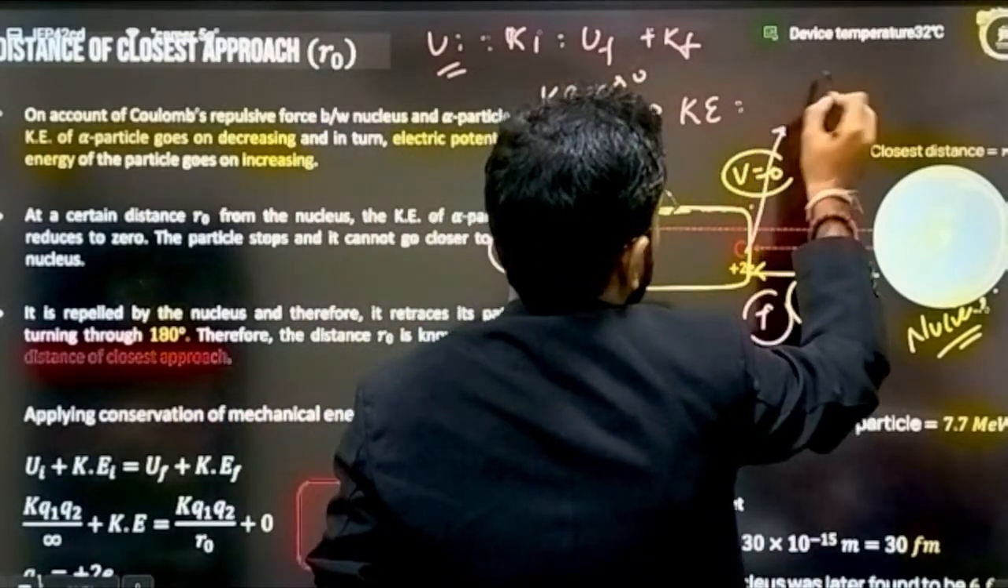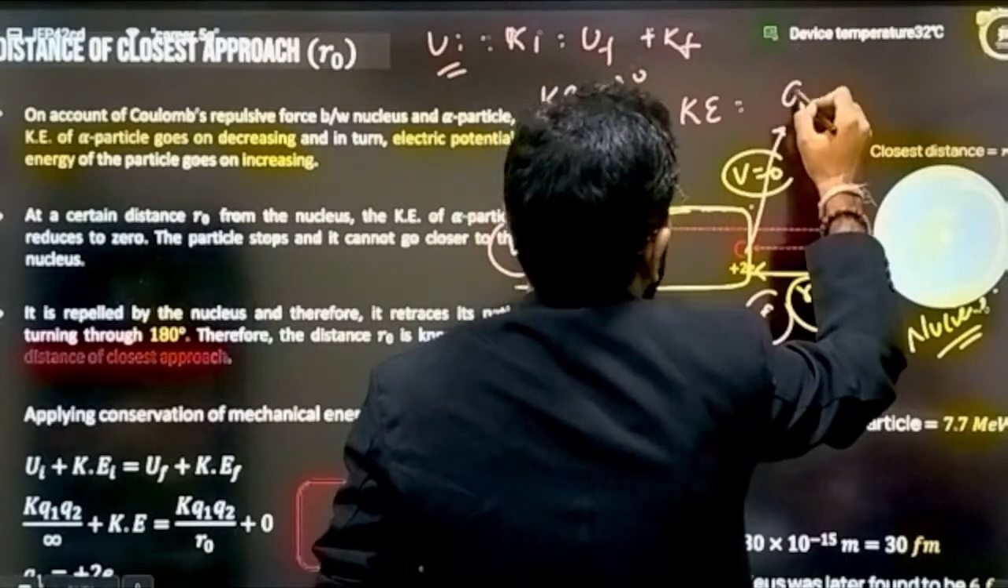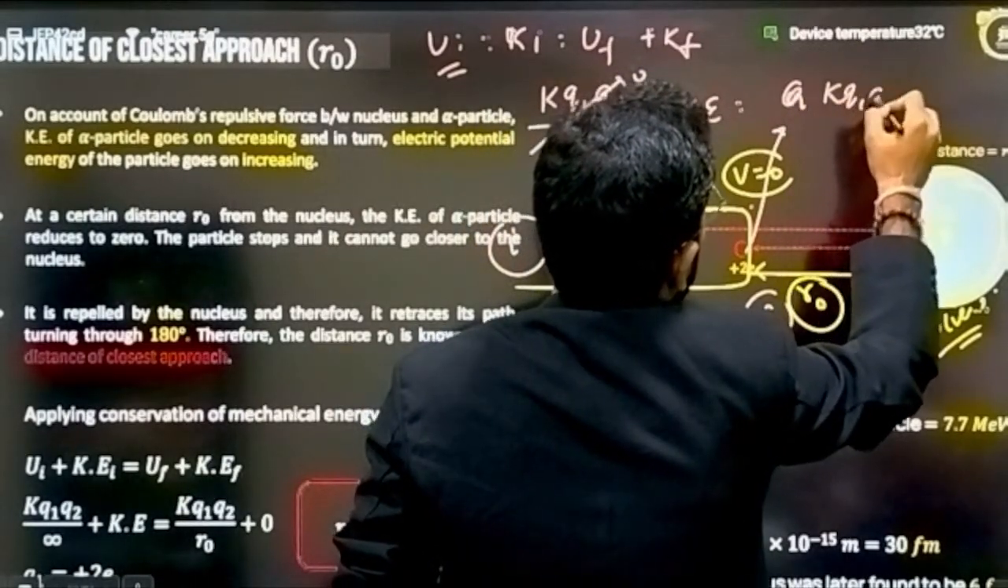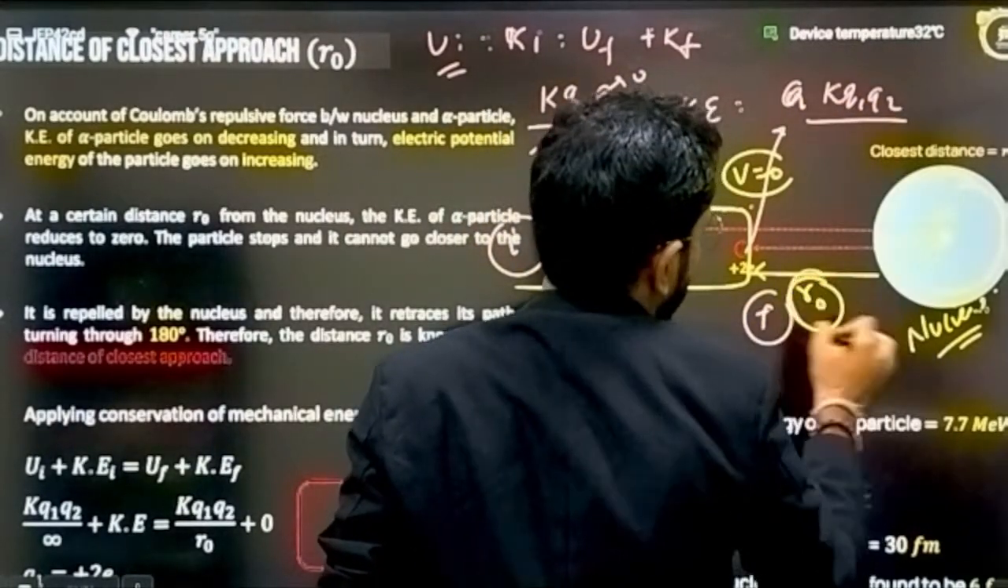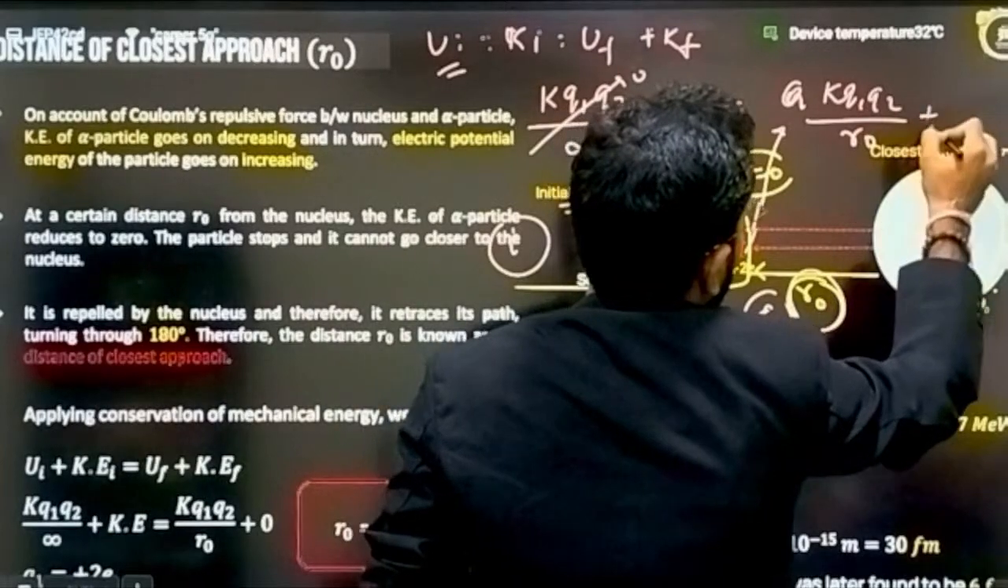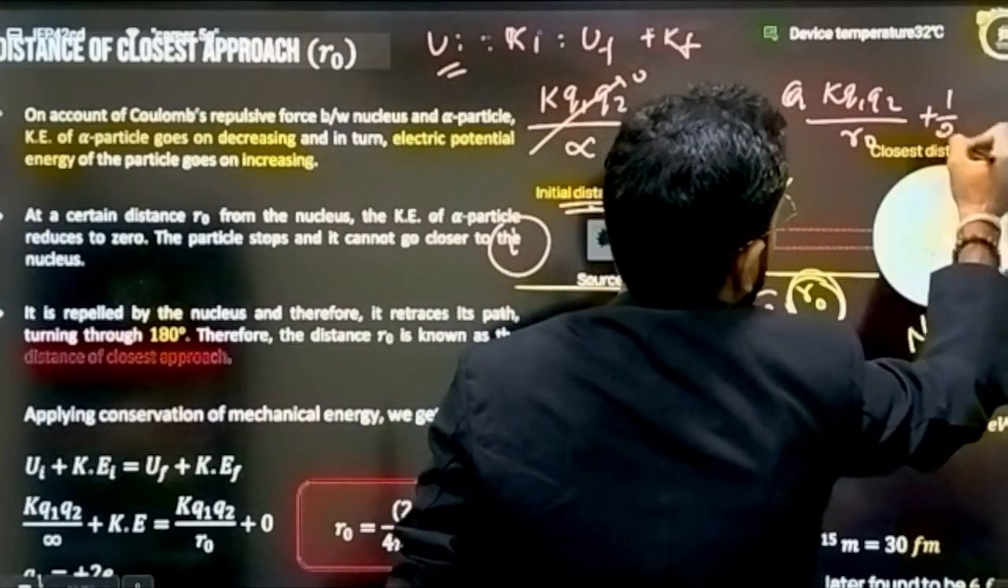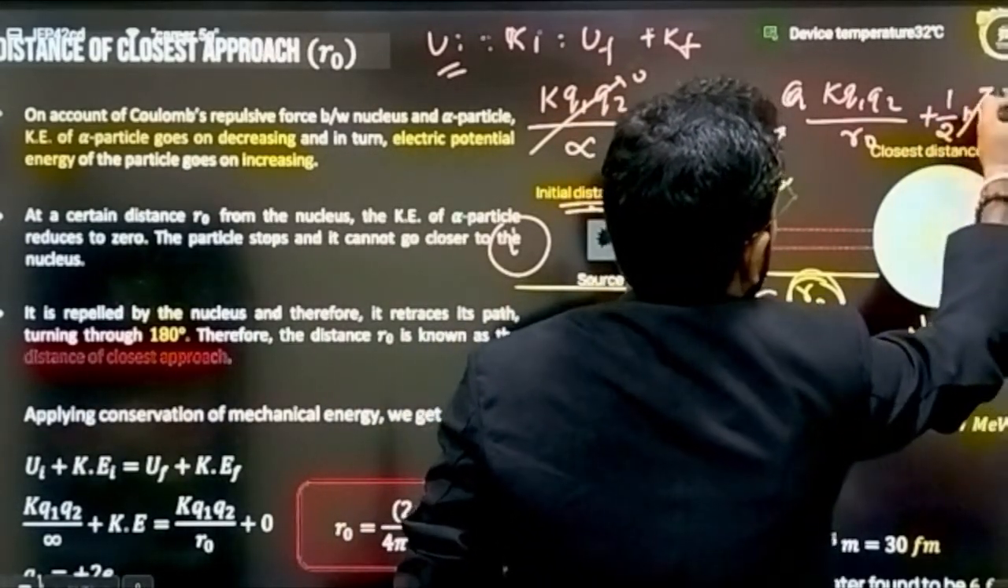How will you write the final potential energy? You will be writing K Q1 Q2 divided by the distance that is present there, that is R0, and finally the kinetic energy, how much will I write? Half mv square. Now tell me, what will the velocity be?